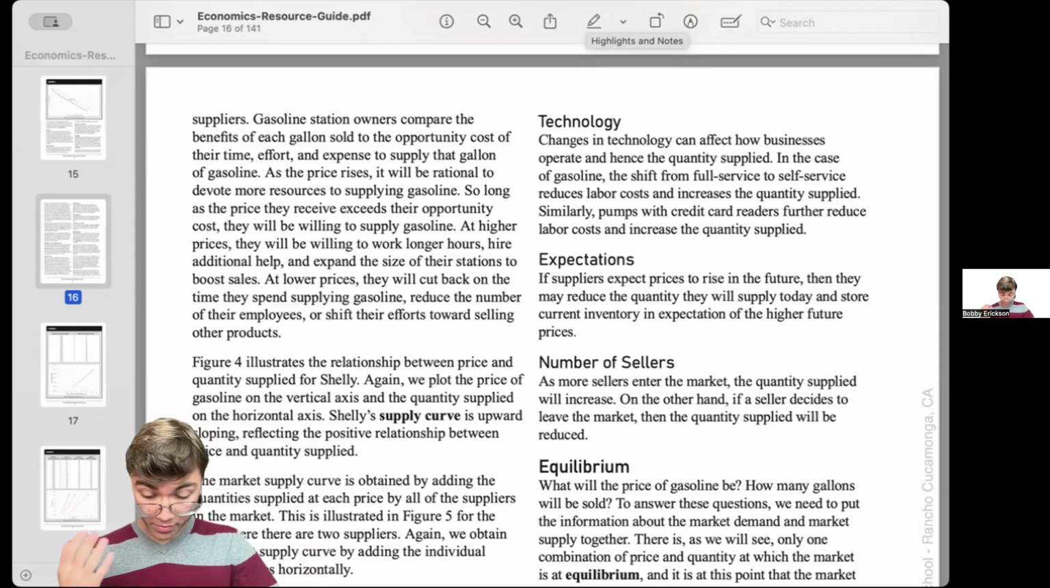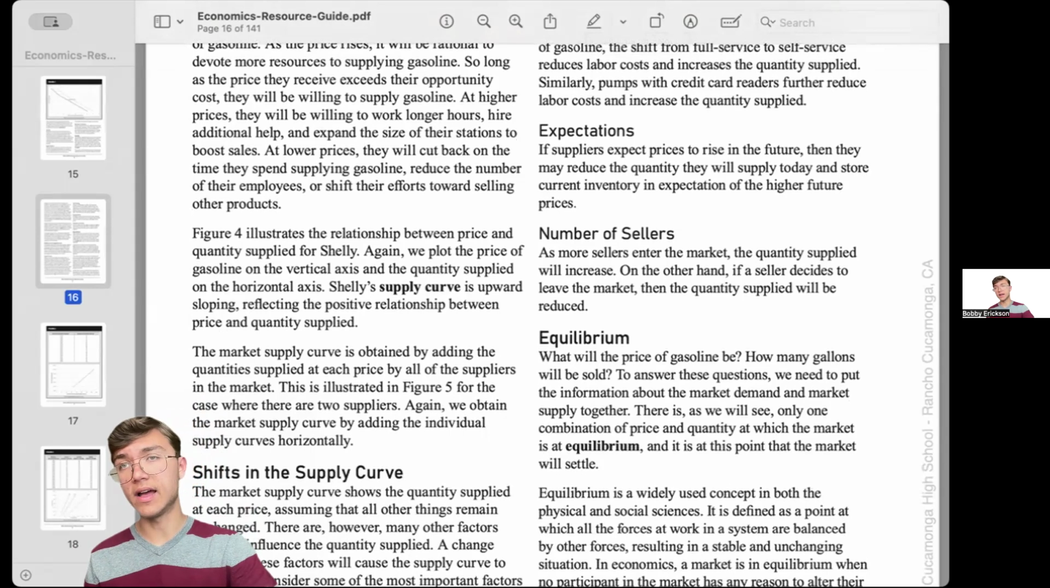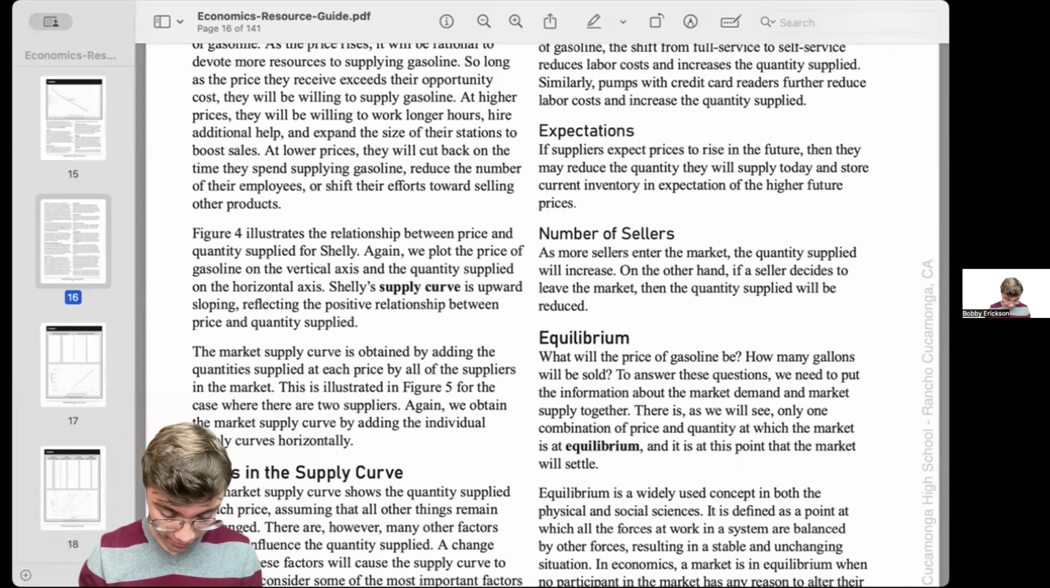Now, at higher prices, they're willing to do a lot of different things, such as have people work longer hours, hire more help, given more money is coming in. And so they will put effort towards supplying more if the prices are higher. This is the idea of the law of supply. We can begin to apply the same concepts we did to demand, but to supply, for the opposite.